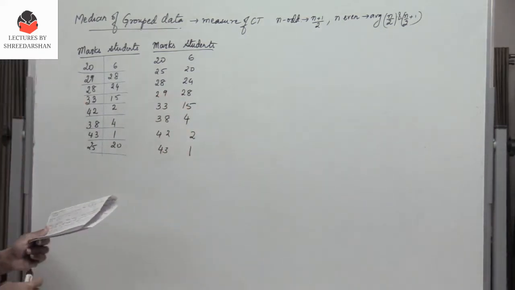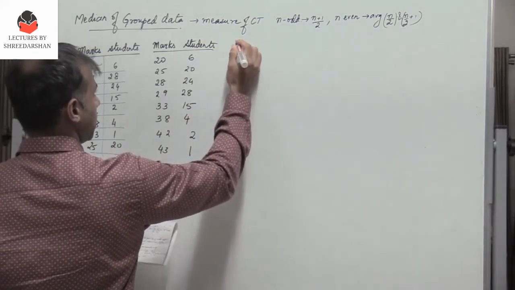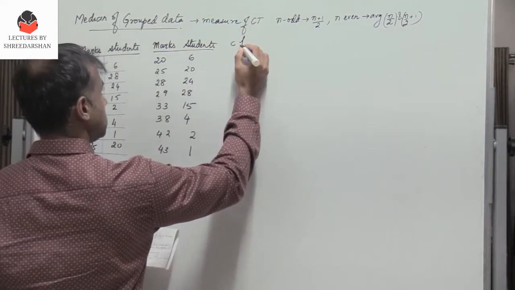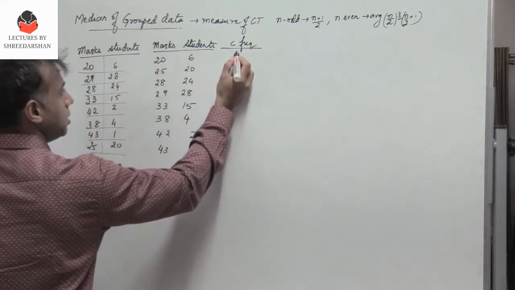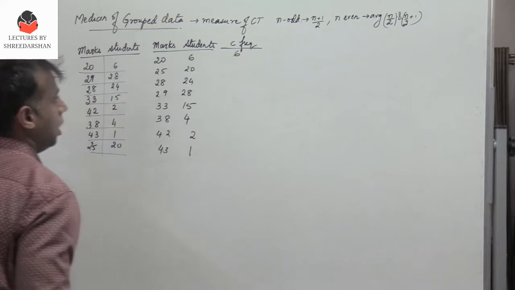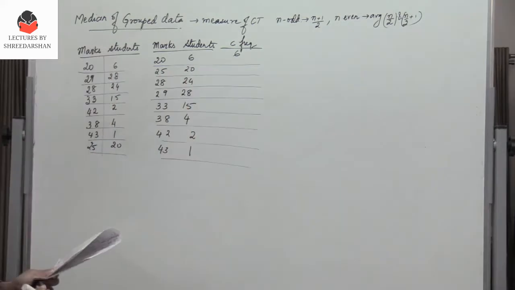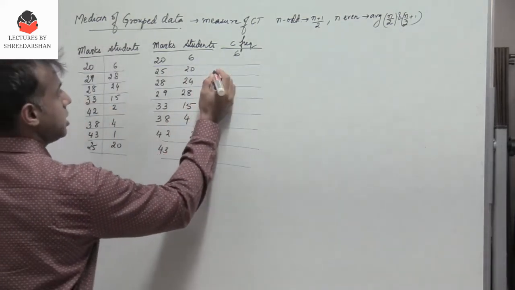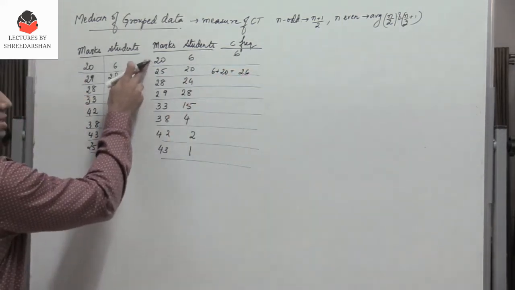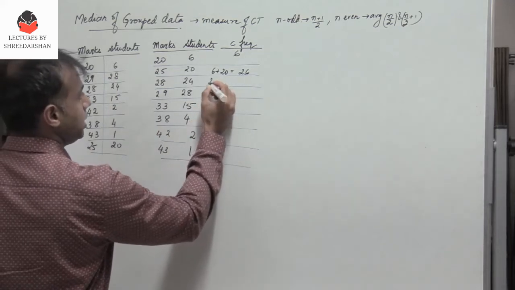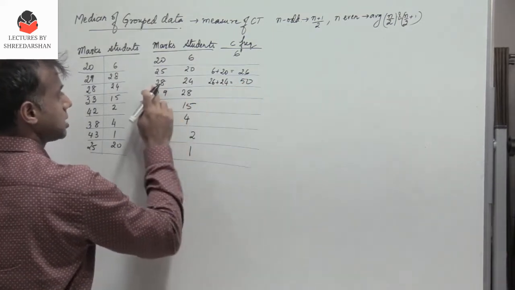So once we have this table, we need to write the cumulative frequency. So now we have marks, so I write the cumulative frequency. So here, up to 20, I have 6 students. So 6 students have scored 20. There are 6 plus 20 students, that is 26 students who have scored marks less than 25. There are 26 plus 24, which is equal to 50 students who have scored marks less than 28.